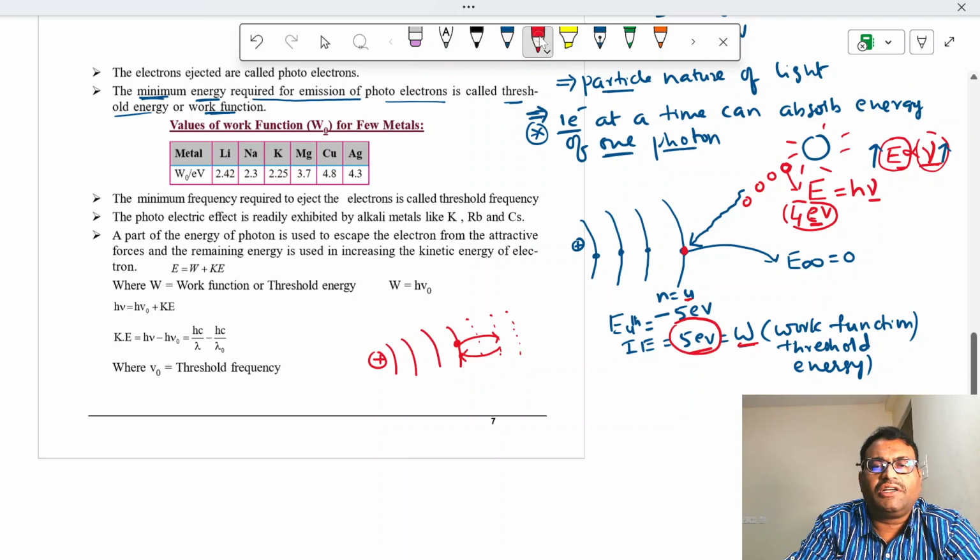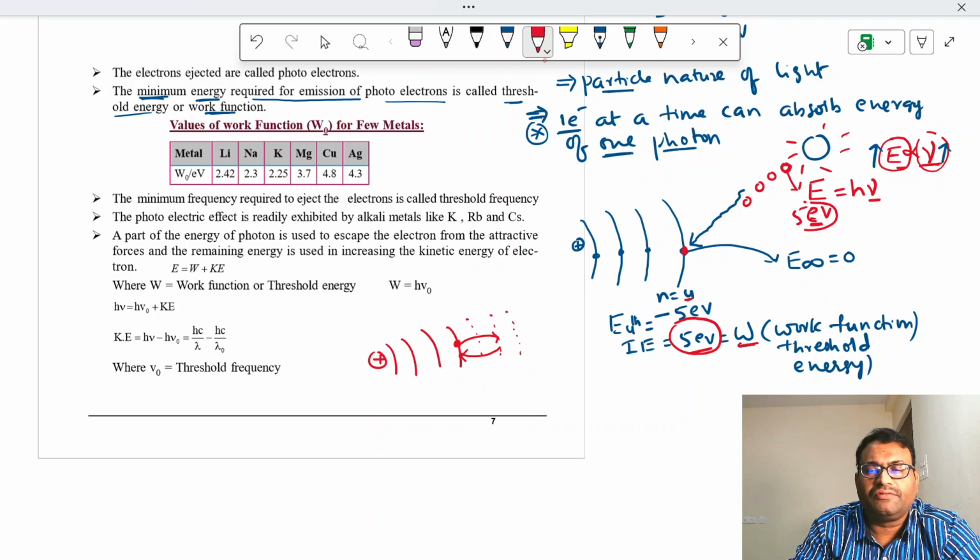So let us increase the energy to how much? 5 electron volt. Now each photon has 5 electron volt, and this electron needs 5 electron volt to come out. Now will the electron come out? Yes. The electron will eject from the surface of the metal, but it will not have any kinetic energy.